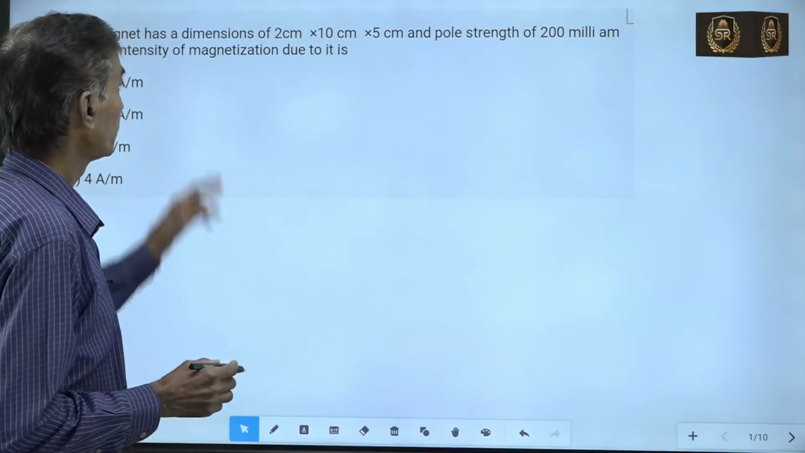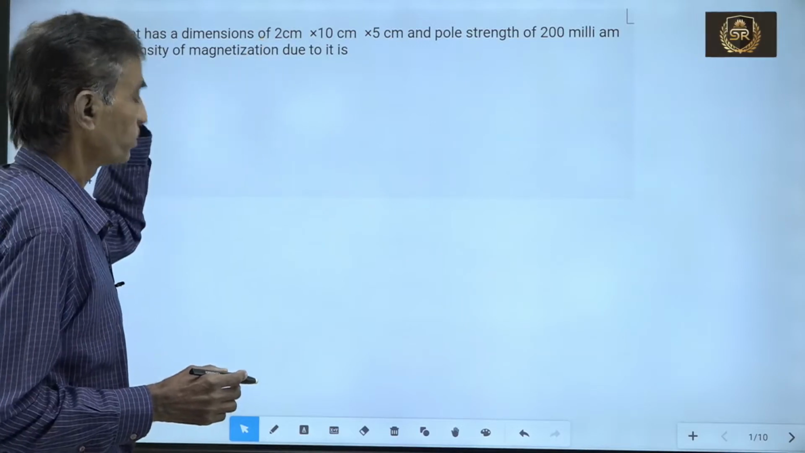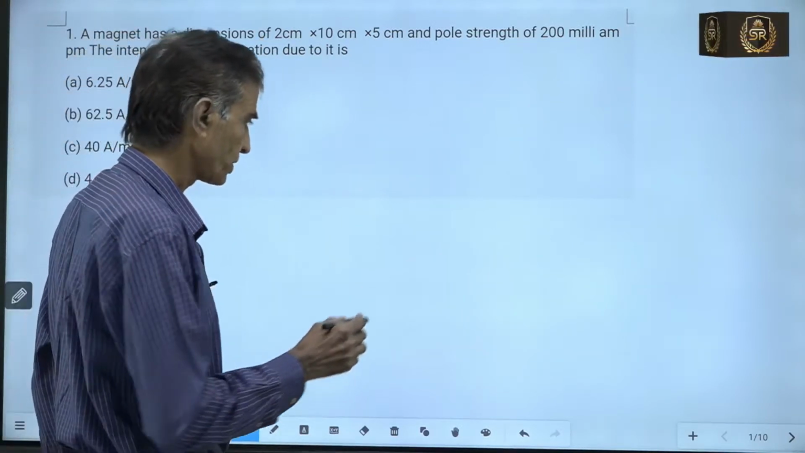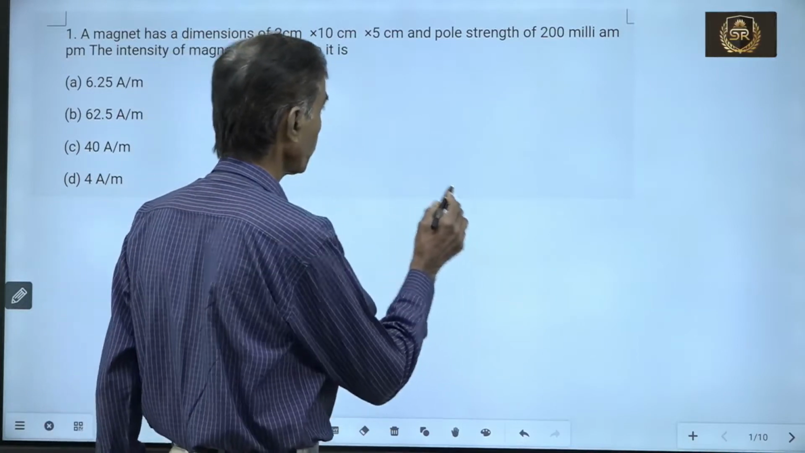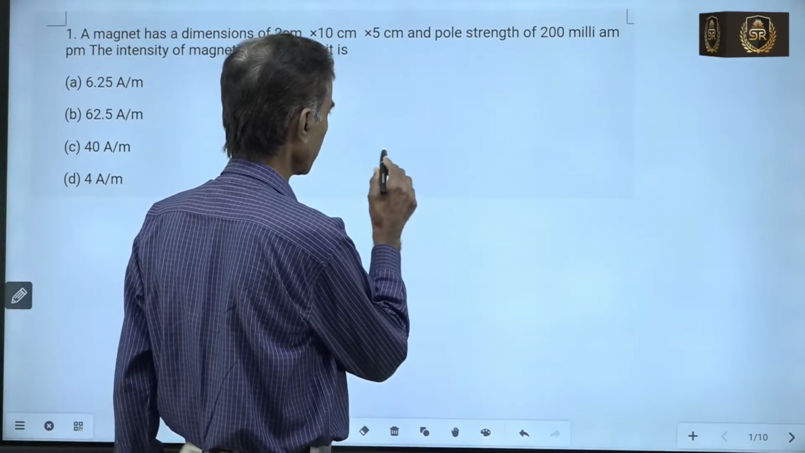Actually, this is 125 centimeter. Please correct that. It is not 2 centimeter, it is 125 centimeters. So now let us see this magnet dimension.